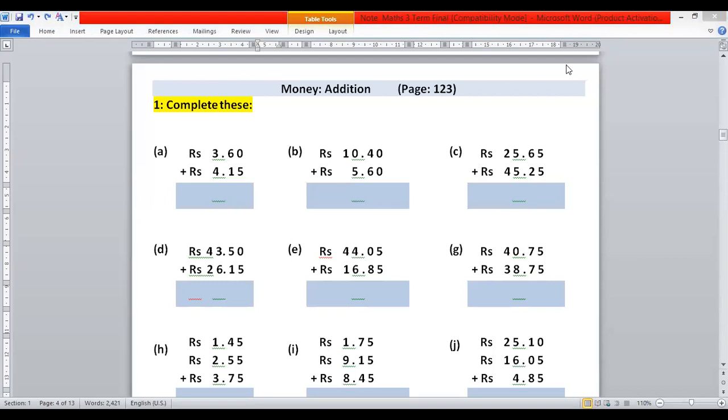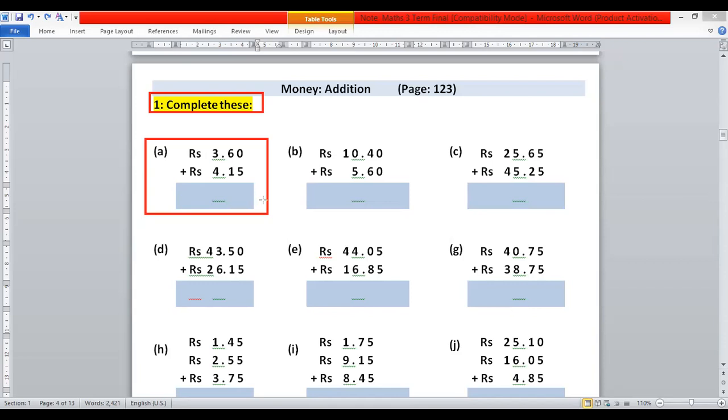It means how we add two prices or more than two prices. The statement of question one is complete. This is part A. Here we are going to add two prices. Number one is Rs 3 rupees and 60 paise plus Rs 4 rupees and 15 paise. Rs 3.60 plus Rs 4.15.